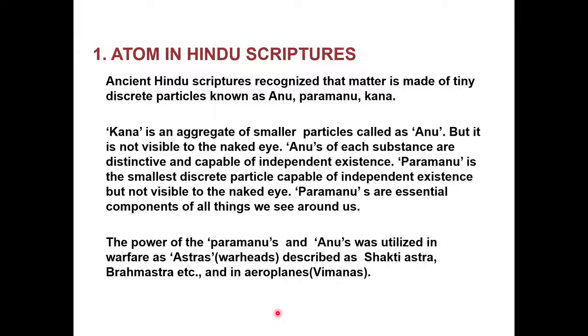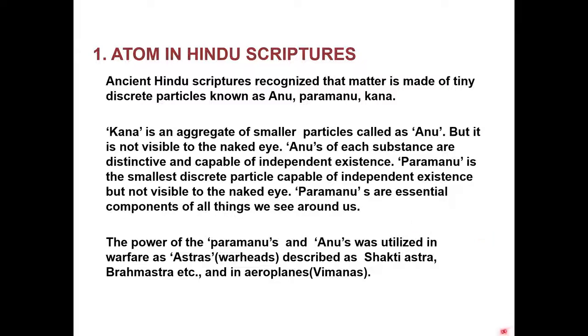Now, let us look at atoms in the Hindu scriptures. This I had also mentioned in the last class, that we call them Anu, Paramanu and Kana. Kana is an aggregate of smaller particles. Anu is not visible to the naked eye. Anu of each substance is distinctive and capable of independent existence. Paramanu is the smallest discrete particle capable of independent existence, but not visible to the naked eye.